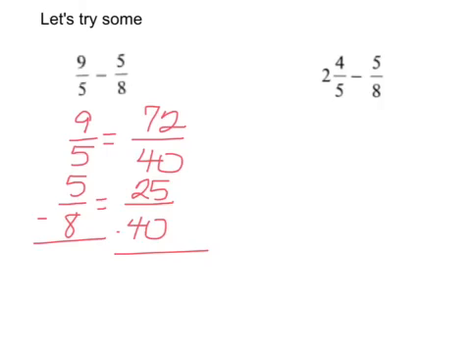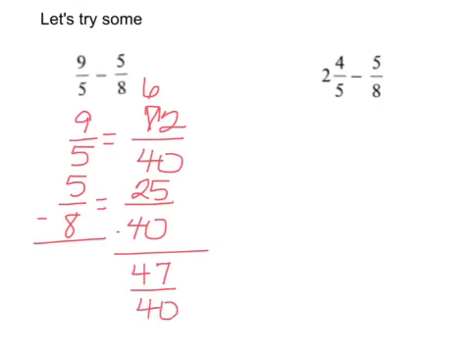Now it's time for us to subtract our numerators. So we're subtracting 72 minus 25, and I'm going to treat these just like whole numbers. So I need to borrow from my 7, make that a 12. 12 minus 5 is 7. 6 minus 2 is 4. So I end up with 47, and I keep the same denominator, which is 40.